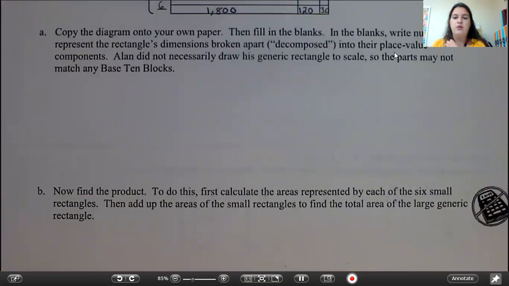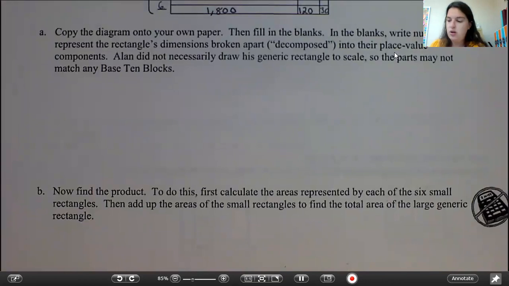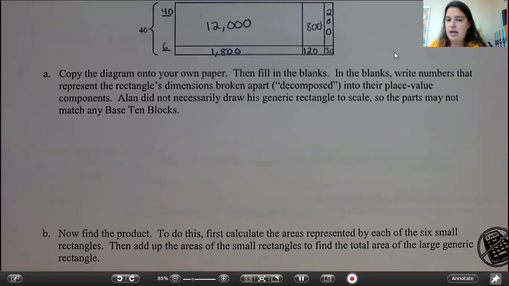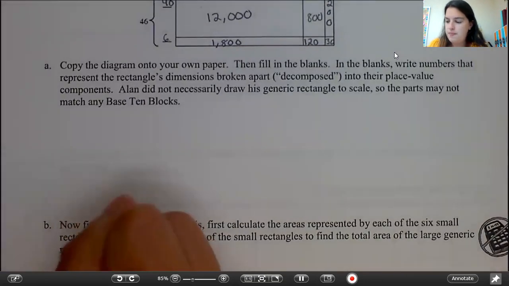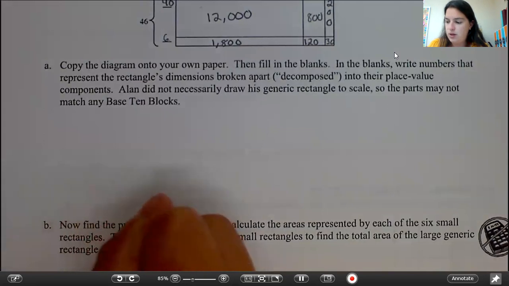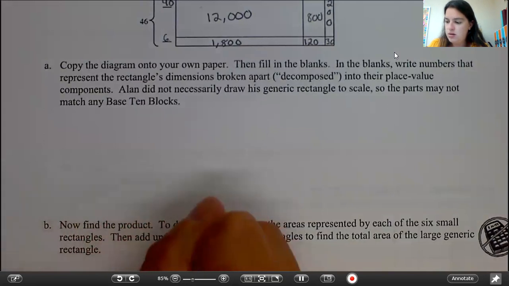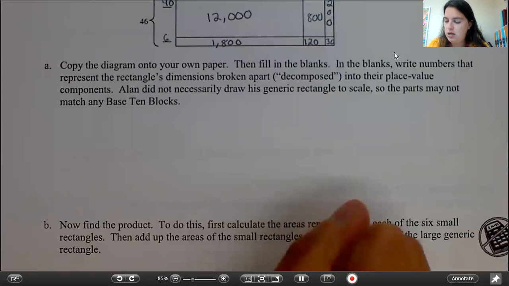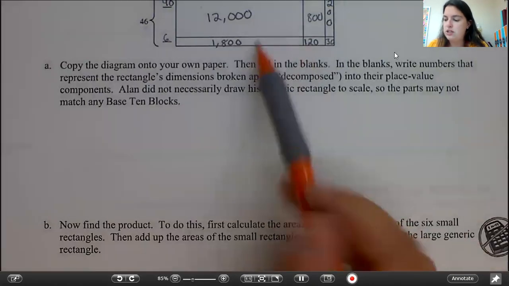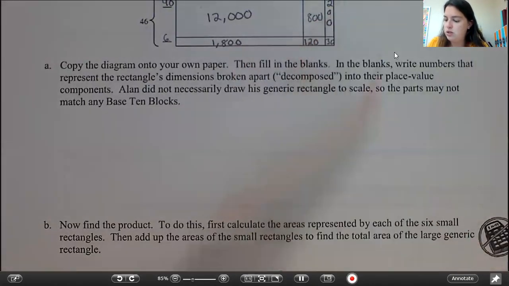So part B, once you have done that, says to then add up all the areas of the small rectangles to find the total area of the large generic rectangle. So now we need to write all this out. It's going to be kind of hard to see because I have to keep going back and forth. So we have 12,000 plus 1,800 plus 800 plus 120 plus 200 plus 30. And this is always good to check. So we have 6 values. 1, 2, 3, 4, 5, 6. Make sure you have 6.